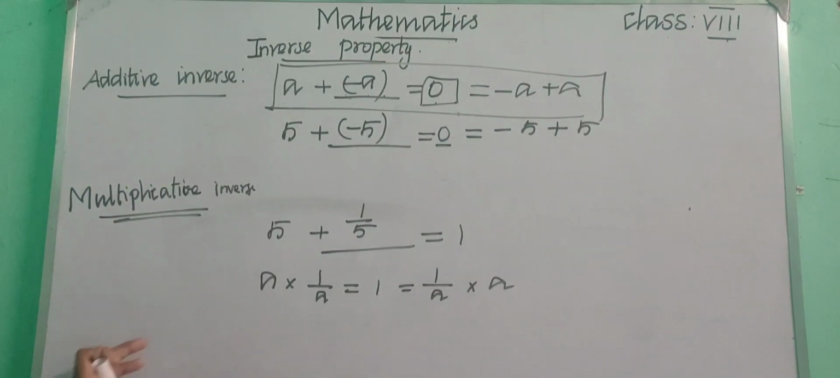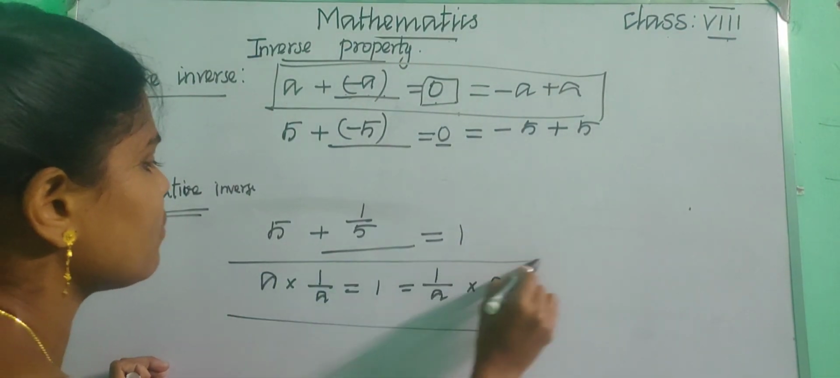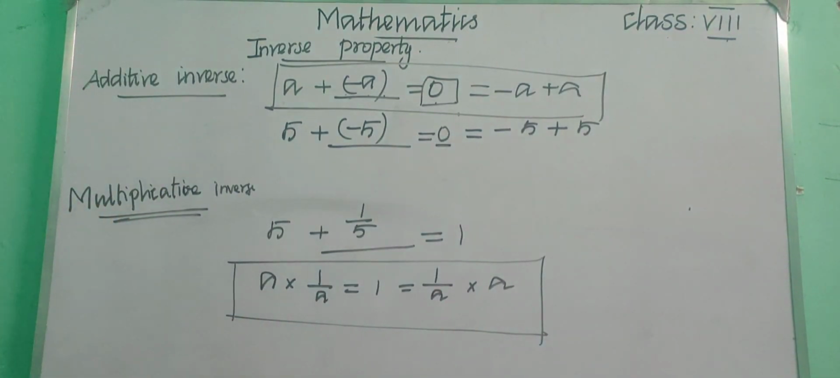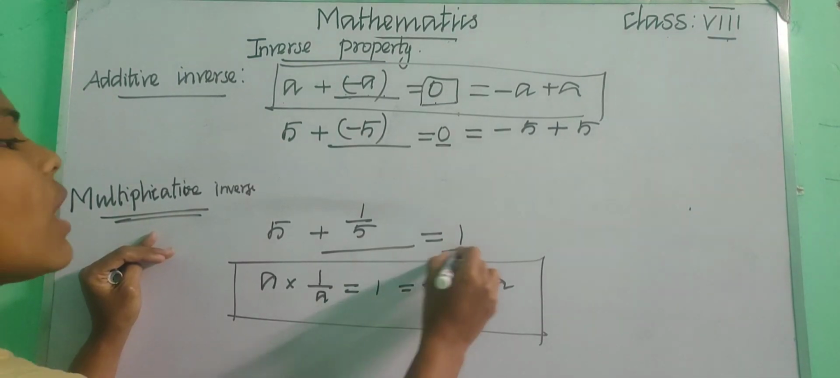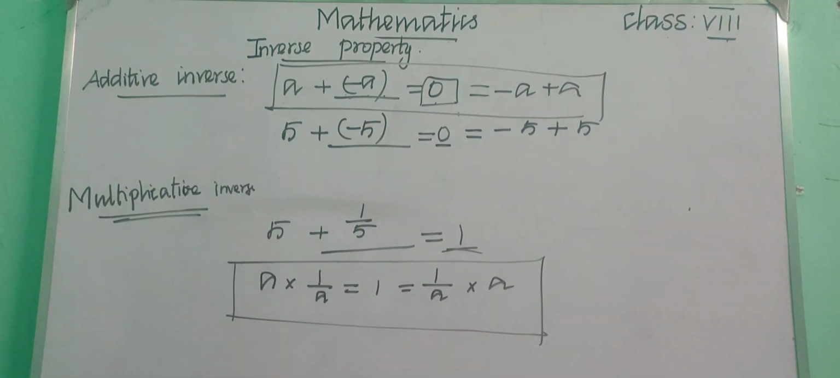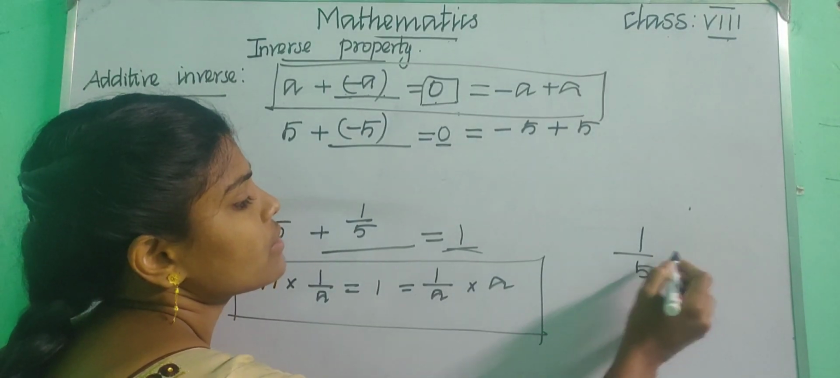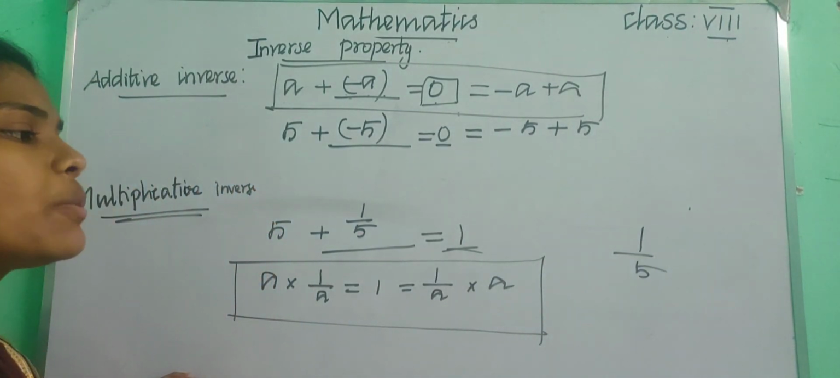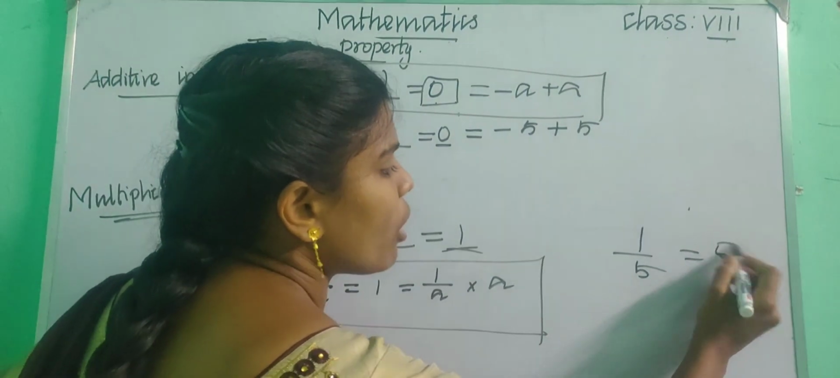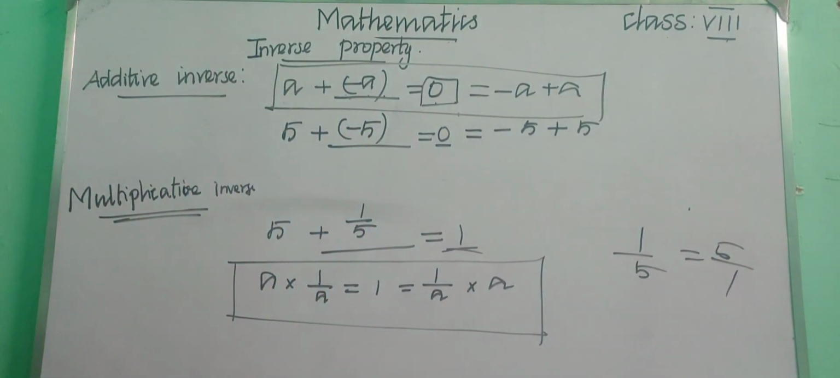Okay, children. And also here, what is the multiplicative inverse? A into 1 upon A equal to 1, equal to 1 upon A into A, that is 1. So what is the multiplicative identity here? 1 is the multiplicative identity. Okay, children. So what is the multiplicative inverse of 1 upon 5? 5 upon 1. The reciprocal is called multiplicative inverse.